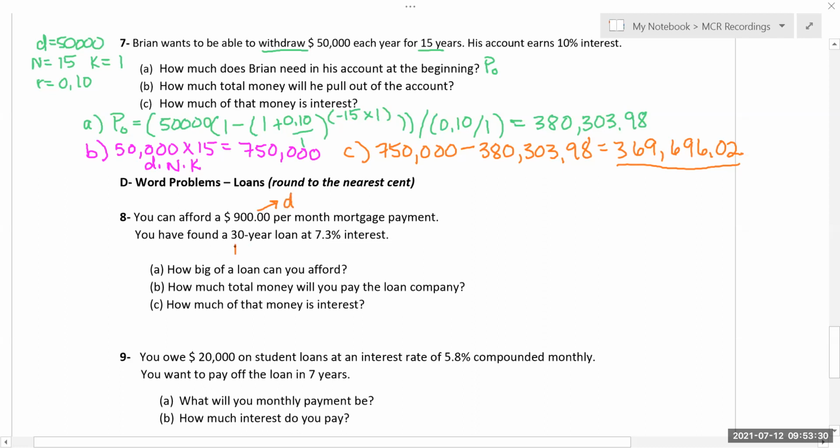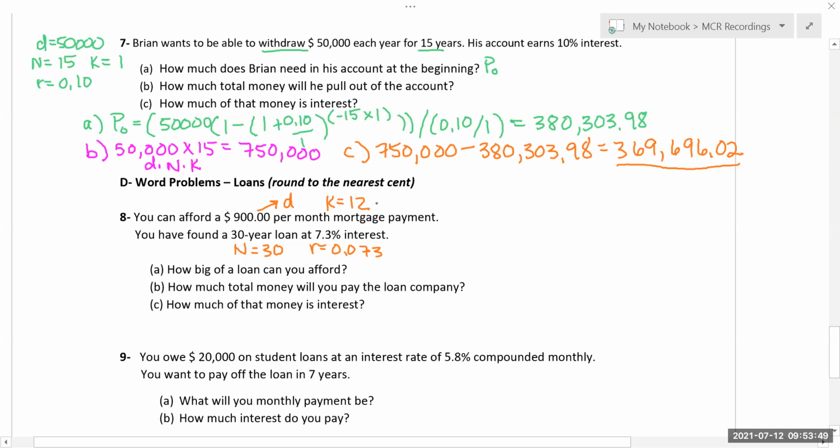You have a 30-year loan at 7.3% interest, and it's per month. So that's also my K. All right, so now this one says, how big of a loan can you afford?